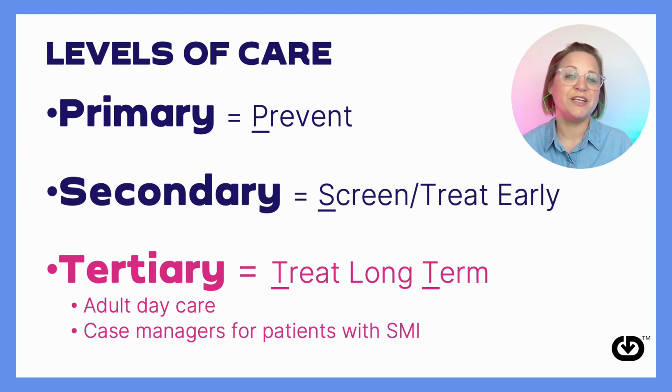And the third level of prevention is tertiary, or T for treat long term. So these are patients who have already established mental illnesses, and they're going to have these chronic mental illnesses for a long time. And the goal is to help manage those mental illnesses so that they don't get worse and that they can have the best outcomes, or treat them long term.